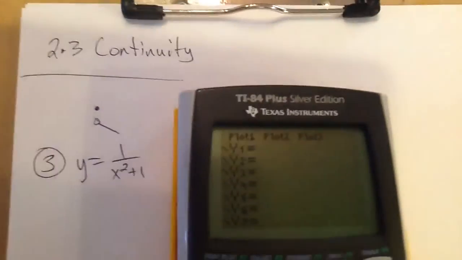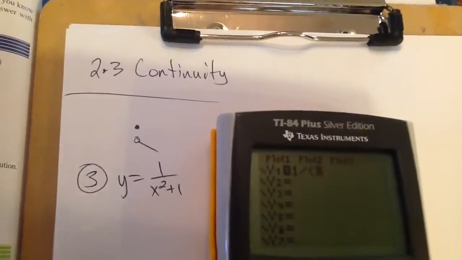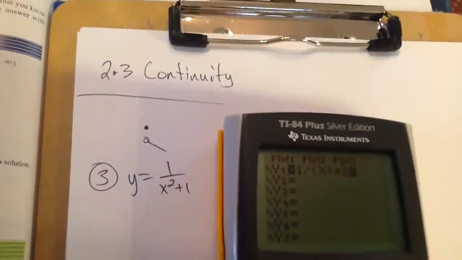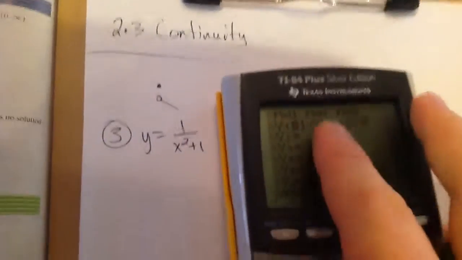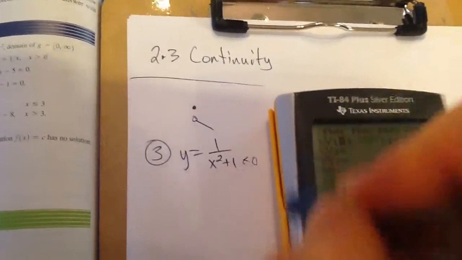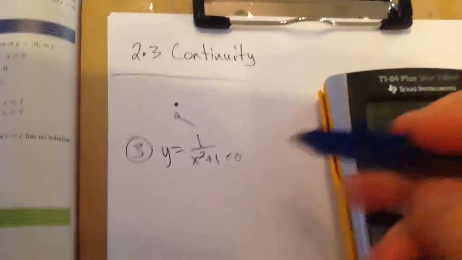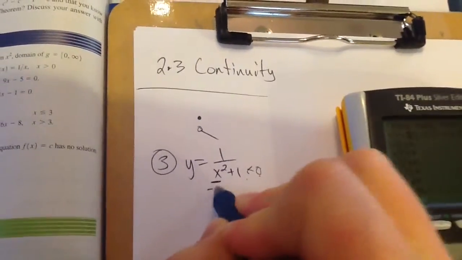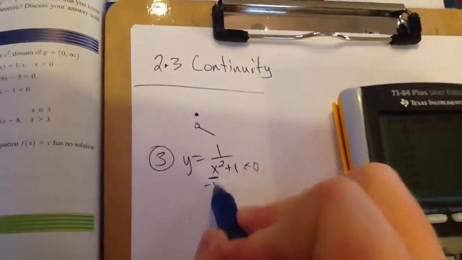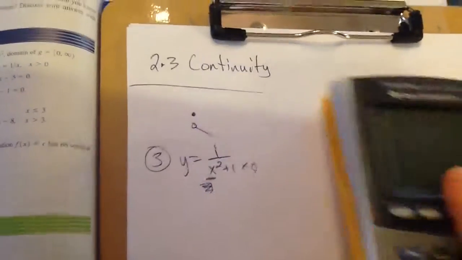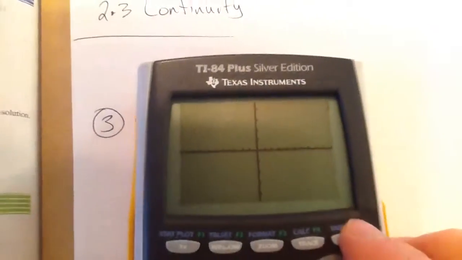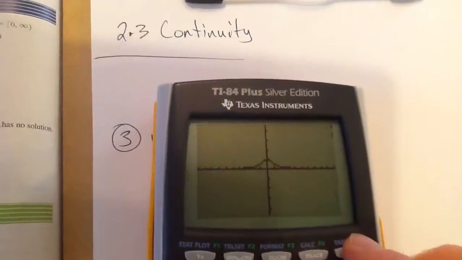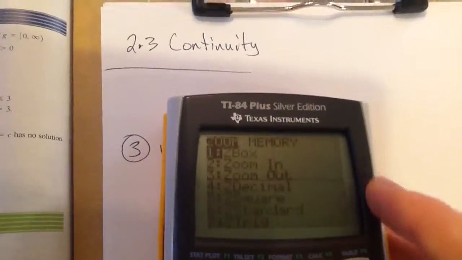1 over x squared plus 1. Pretty sure this is going to be continuous everywhere. The only reason this would not be continuous is if I got 0 on the bottom. That's why I said this is a bad example. But the only way I'm going to get 0 on the bottom is if that's -1. Well, that can't be -1 because it's squared, so this should be continuous everywhere. Let's check. I don't know what my scale is here. Go zoom 6.